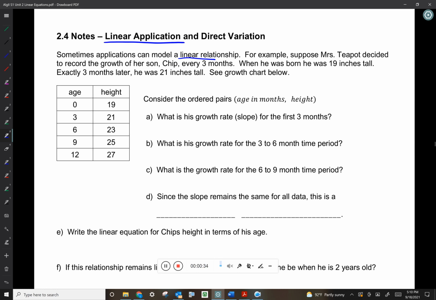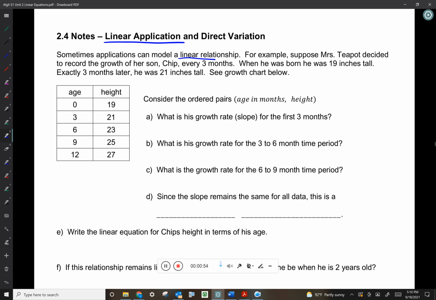When he was born, he was 19 inches tall. Okay, so notice age, it would be times 0. So that's when he was born, he was 19 inches tall. And then it says exactly 3 months later, so 3 months is your age, he was 21 inches tall, and so on. So here's the growth chart.